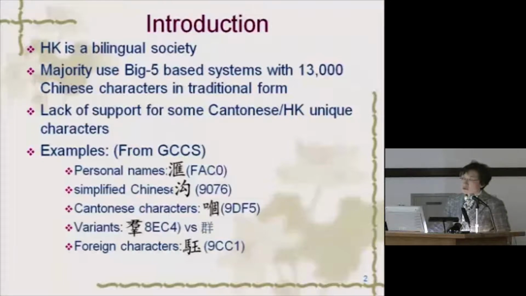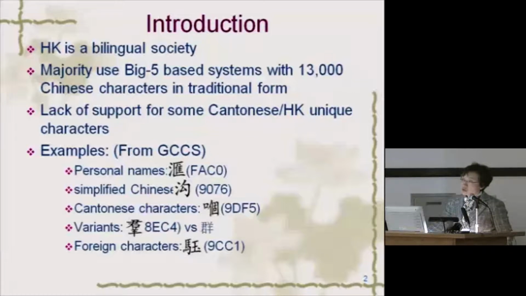Firstly, everyone knows that Hong Kong is a bilingual society. Sometimes we want to say that we're trilingual because Cantonese as a dialect is different from Mandarin. But the written system is basically two, English and Chinese. And Hong Kong uses traditional Chinese. So the first computer that comes into Hong Kong is the Big Five-based system from Taiwan. So we had about 13,000 Chinese characters in our system. And this was originally under the so-called Big Five system.